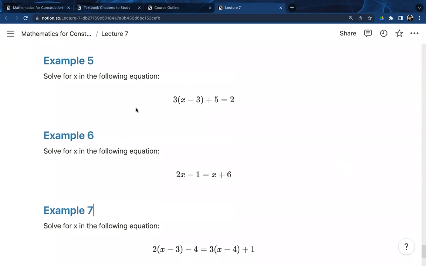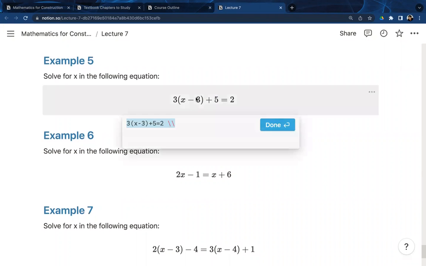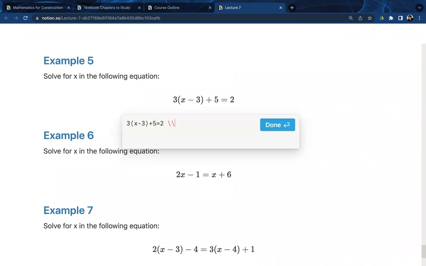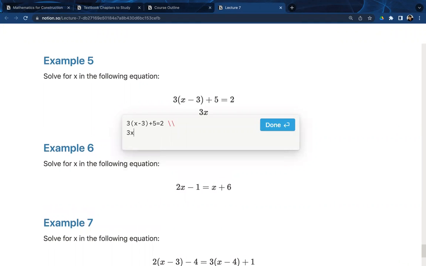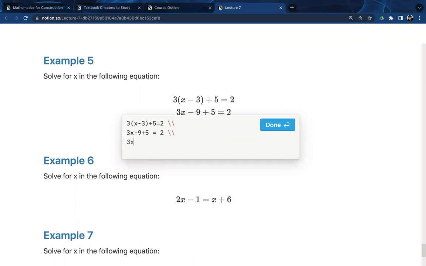So what I would like to do with the example 5 is just expand it first, okay? Because we have a linear unknown, right? X is the unknown, and is linear because the highest power of x is 1. What we could do, we could just simply expand, okay? So I get 3x minus 9 plus 5 is equal to 2. This is 3x. Now minus 9 plus 5 is what? As minus 4 is equal to 2, right?